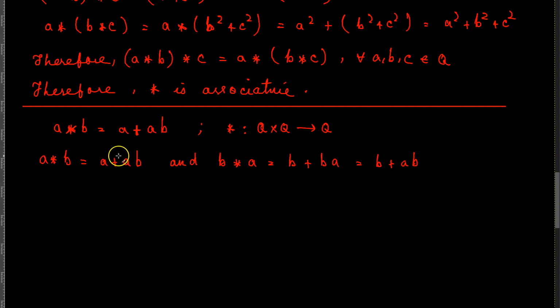So as you can see, a star b is not equal to b star a. Therefore a star b is not equal to b star a, and therefore star is not commutative.